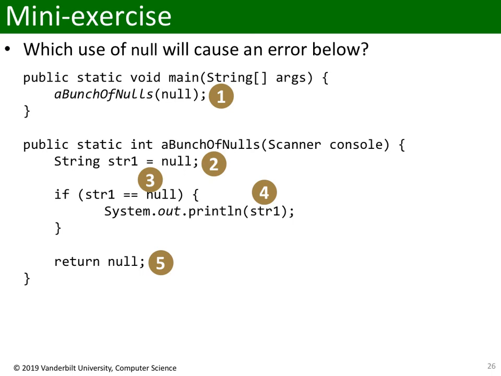Well, will that cause an error? Hard to say. We have to check the return type of this method. A bunch of nulls is going to return an integer. Well, null is a reference. It's a pointer. So it's not an integer. This is going to throw an error and say you have to return a value of type integer.